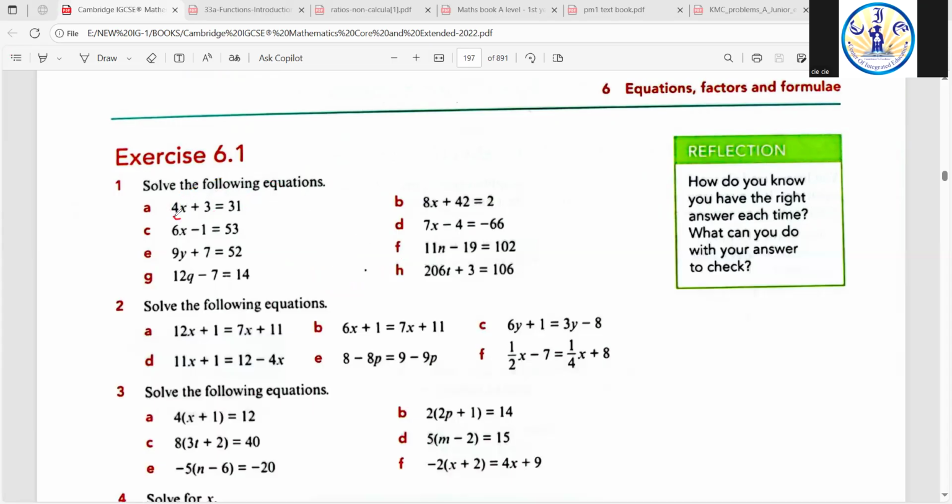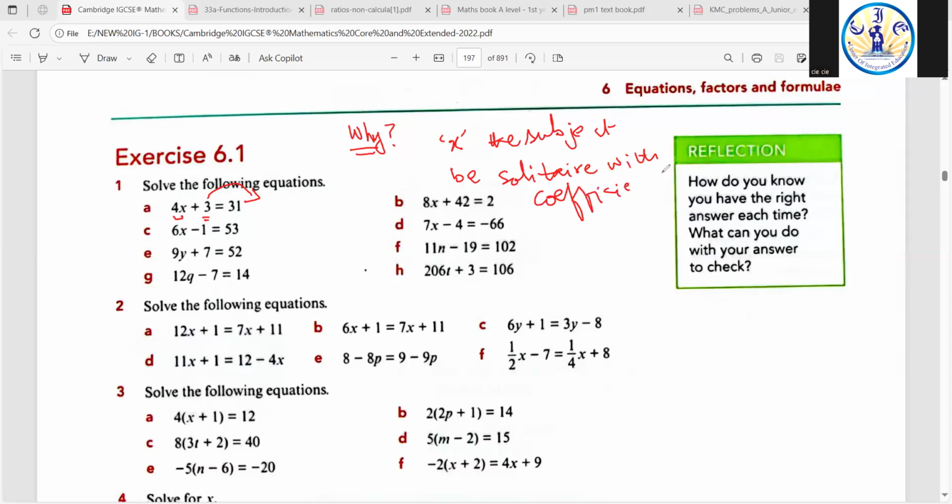4 times the variable x plus 3 equals 31. So first of all, we need to shift this 3 to the other side. And the motive for shifting all these is that we need to make the variable x the subject. Subject means to be solitaire, with coefficient 1.